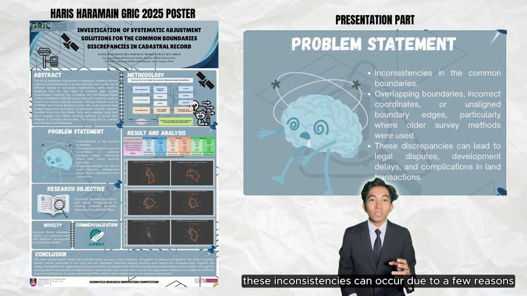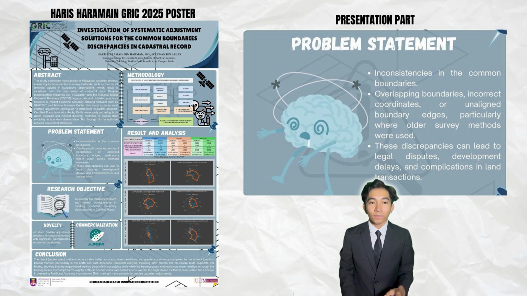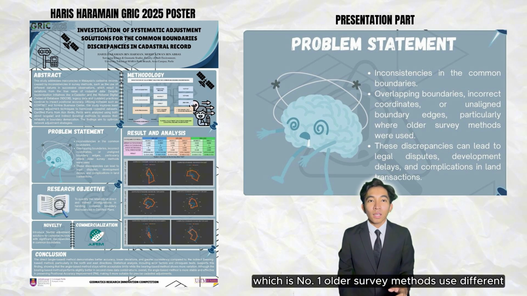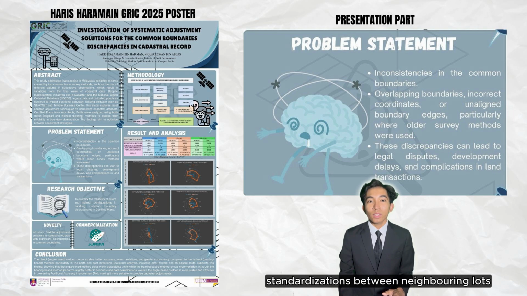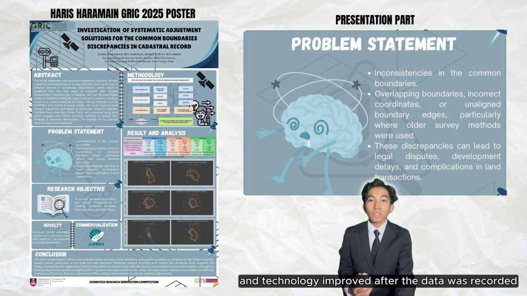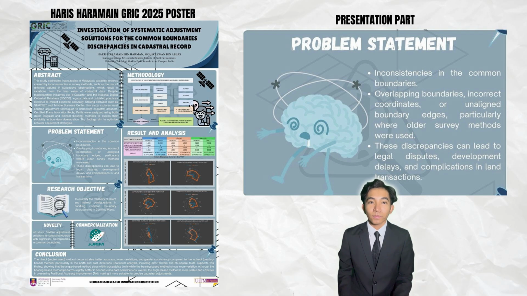These inconsistencies can occur due to a few reasons. Number one, older survey methods used different datums or measurement principles. Second is lack of standardization between neighboring lots. And the third one is surveying equipment and technology improved after the data was recorded.